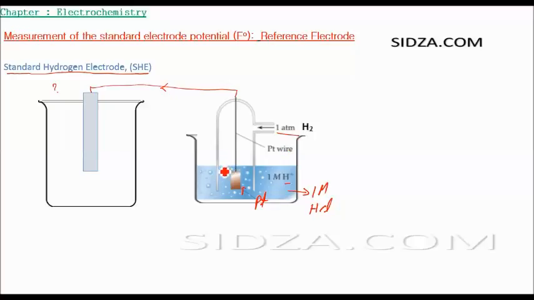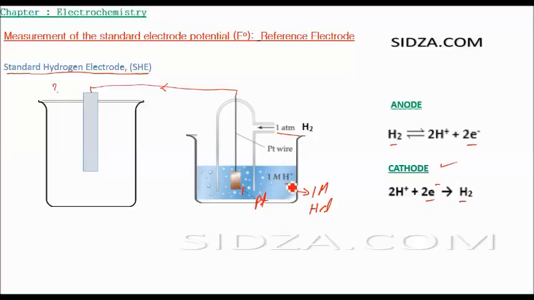So the reference electrode may act as anode or as a cathode. When it acts as anode, it will lose electrons. When it acts as a cathode, it will gain electrons, so it will form the hydrogen gas. The H plus ions will accept electrons and form the hydrogen gas. Or if it acts as anode, then the hydrogen gas will dissociate into H plus ions and electrons, and the electrons will flow through the wire to the other electrode. This way we will be able to find the electrode potential of the different electrodes.